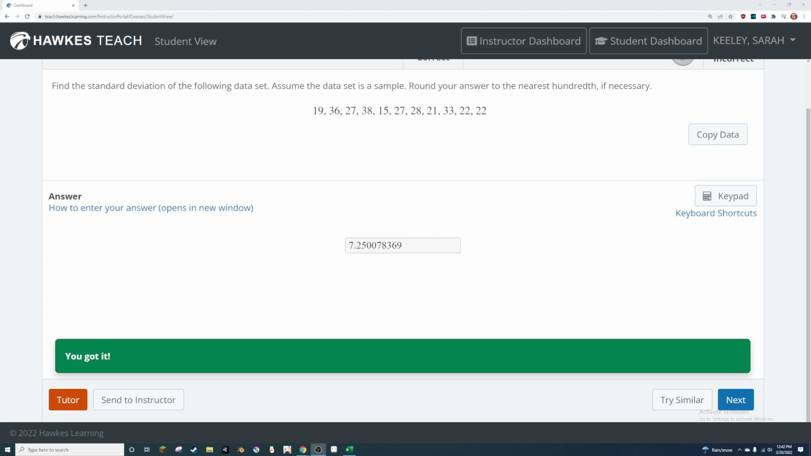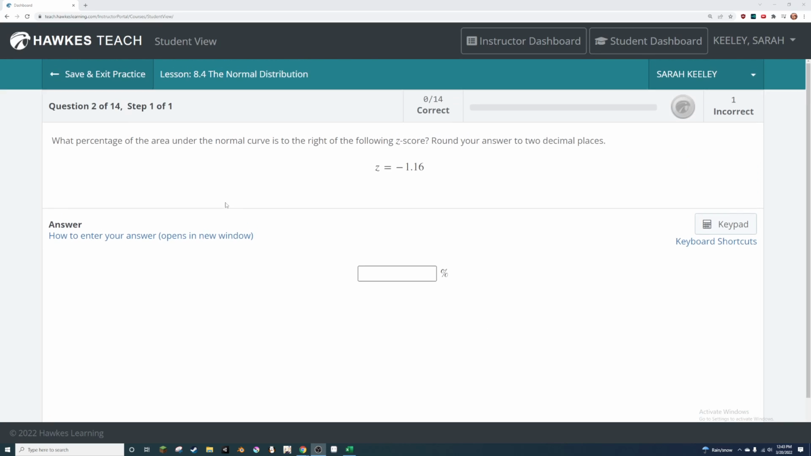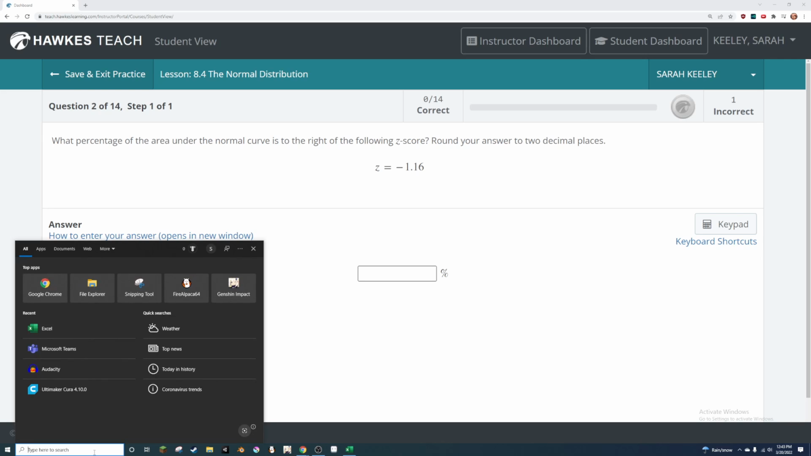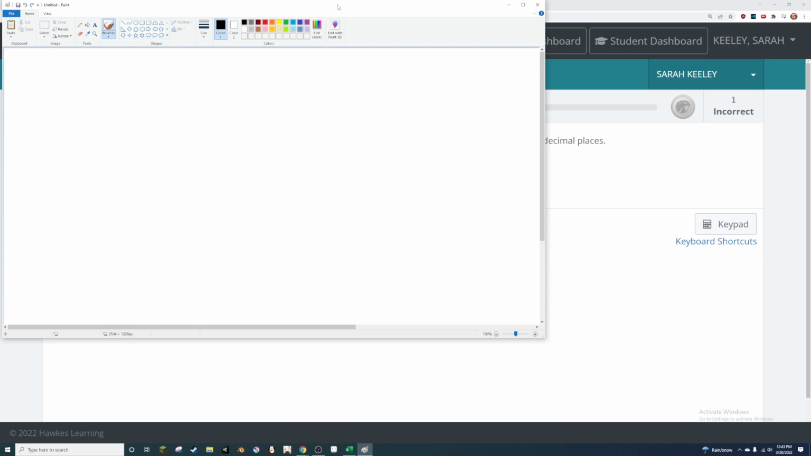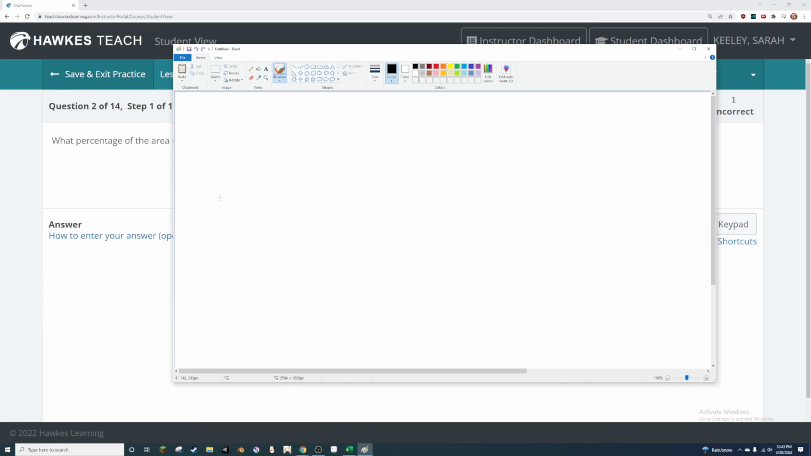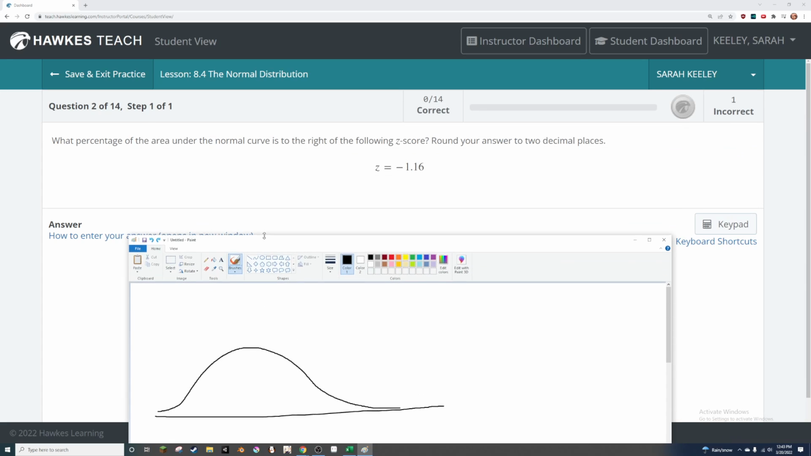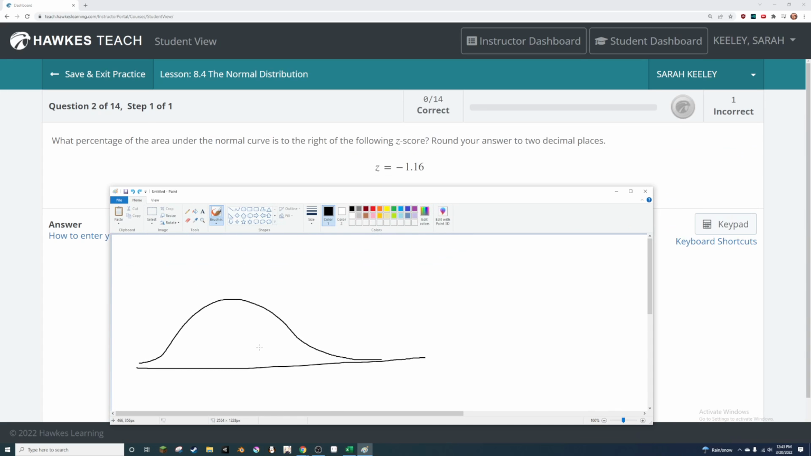Okay, so here's another question. What percentage of the area under the normal curve is to the right of the following z-score? Round your answers to two decimal places. Let me open up Paint really quick to show you visually what it does. So you have your bell curve, what both norm.s.distribution and the INV do.